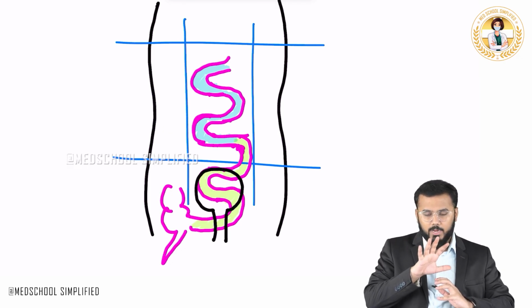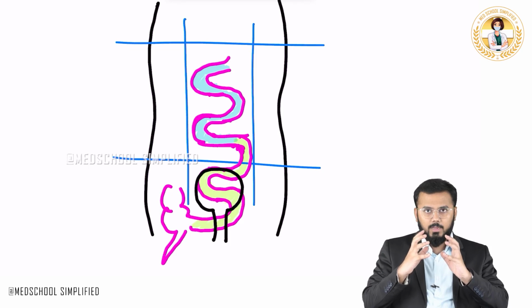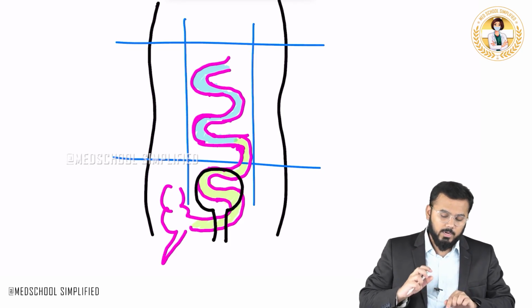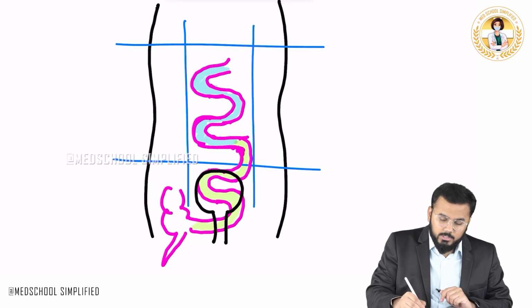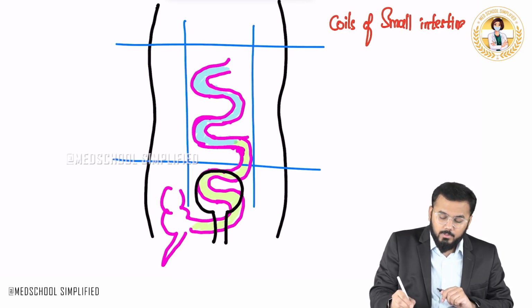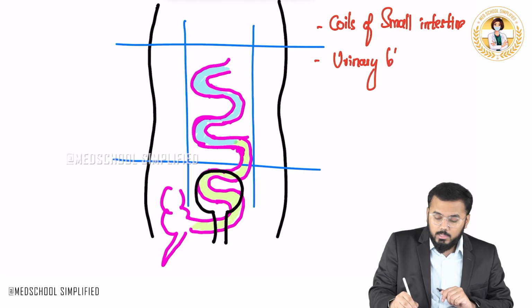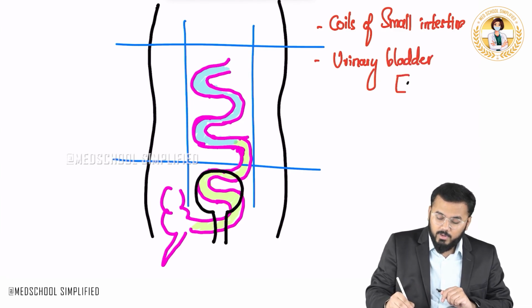So let us say this is the hypogastric region, and this is below that. Now when it is distending up, it is entering into the hypogastric region, right? So that is what I am telling you, that when I write it, you will understand that the hypogastric region is having coils of small intestine. It is also having the urinary bladder. So when can you visualize the urinary bladder? You can visualize the urinary bladder only if it is distended.